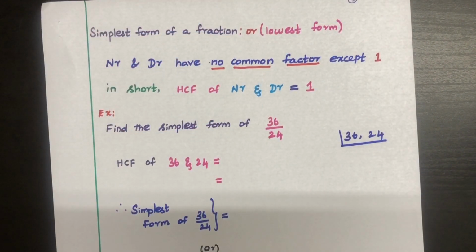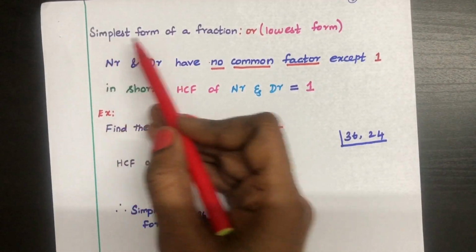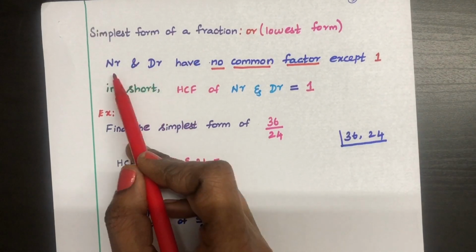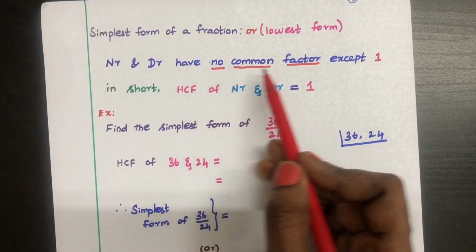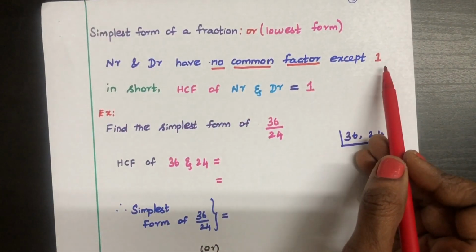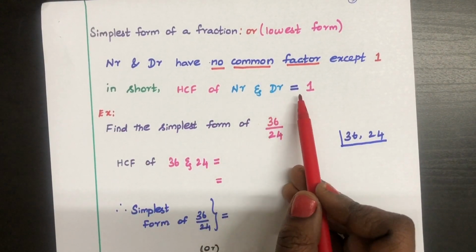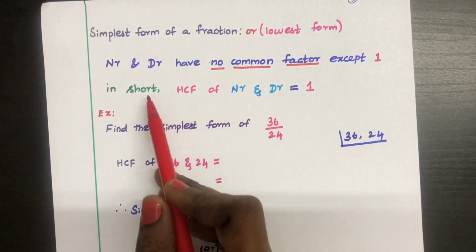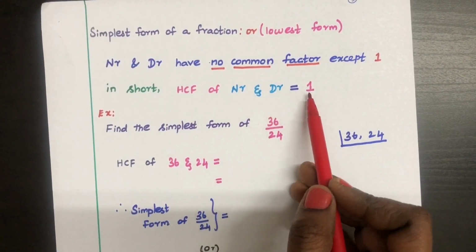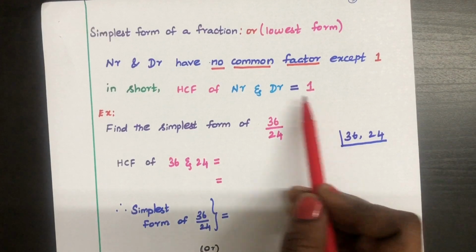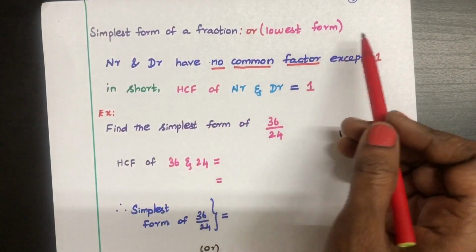Now, simplest form of a fraction. Simplest form or lowest form. What is simplest form? Numerator and denominator have no common factor except 1. In short, the HCF of numerator and denominator is equal to 1. If you find the HCF, it should be 1. Then the fraction is called in simplest form or lowest form.